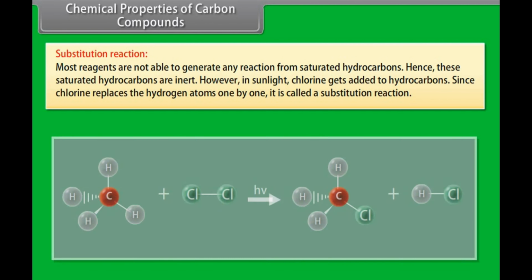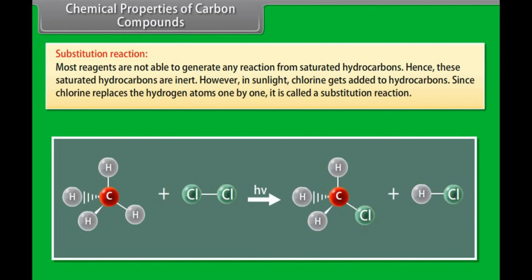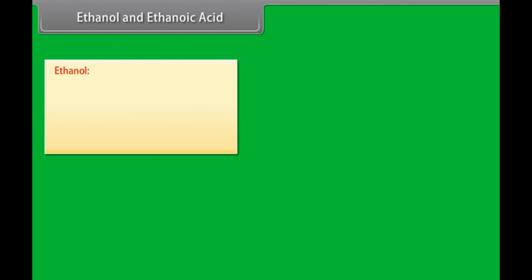Substitution reaction. Most reagents are not able to generate any reaction from saturated hydrocarbons. Hence, these saturated hydrocarbons are inert. However, in sunlight, chlorine gets added to hydrocarbons. Since chlorine replaces the hydrogen atoms one by one, it is called a substitution. Ethanol and ethanoic acid.